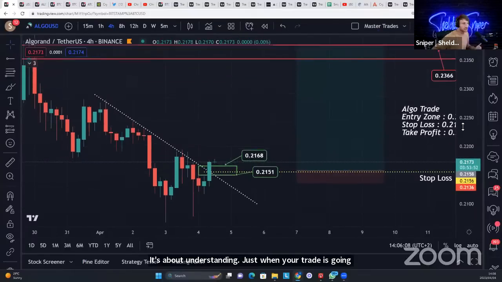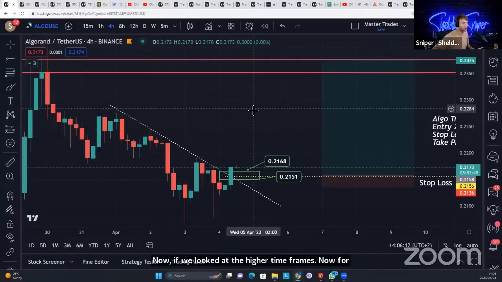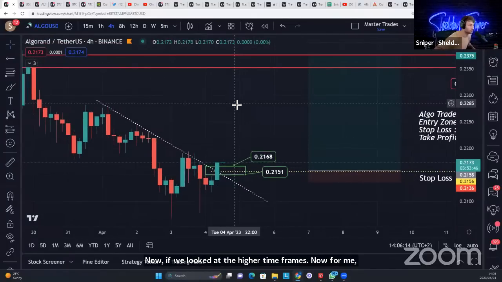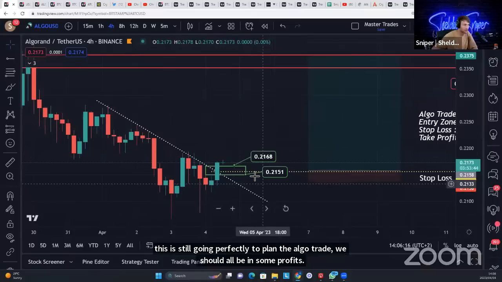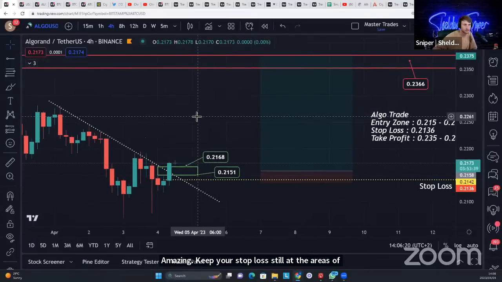Now, if we looked at the higher time frames now, for me, this is still going perfectly to plan, the algo trade. We should all be in some profits now. Give me a thumbs up if you are in some profits. Amazing. Keep your stop loss still at the areas of where they were. Where's our stop loss at?